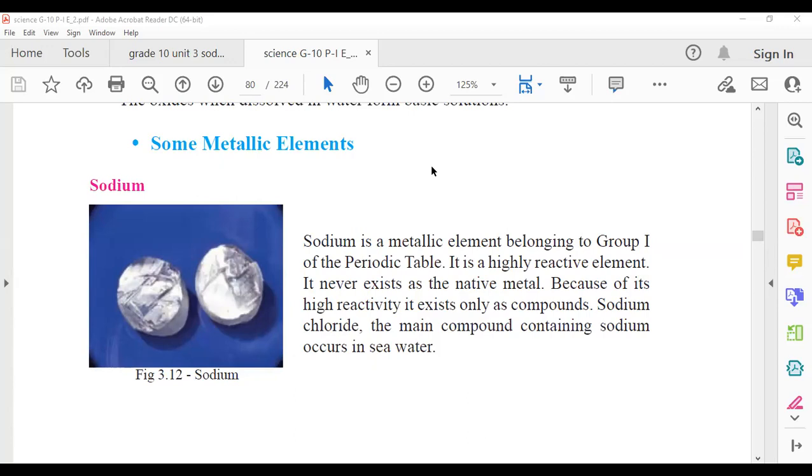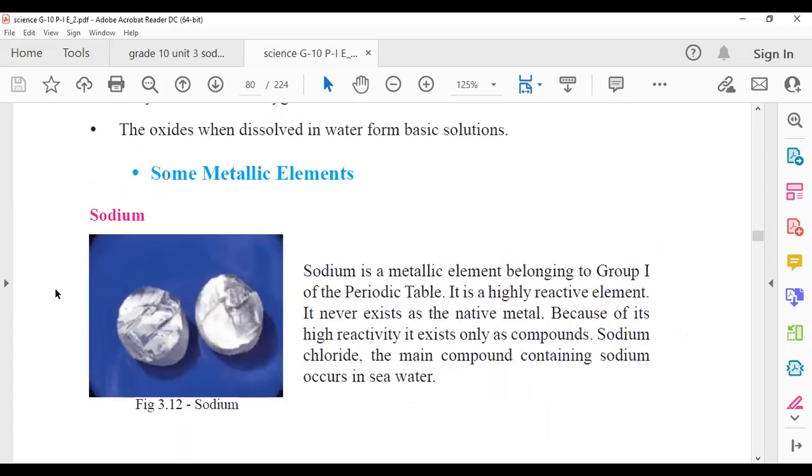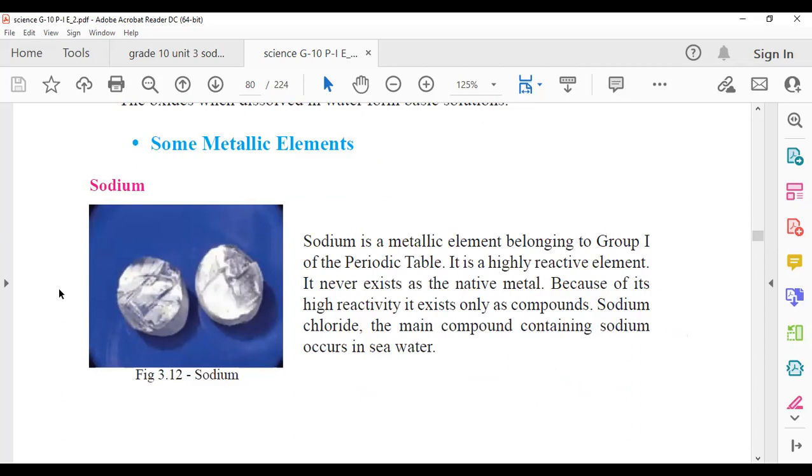If you consider sodium, as you can see in the diagram, it is a very silvery, shiny metal. Sodium belongs to group 1 of the periodic table. Group 1 metals are generally highly reactive, and sodium is not second to that. Sodium is a highly reactive element.